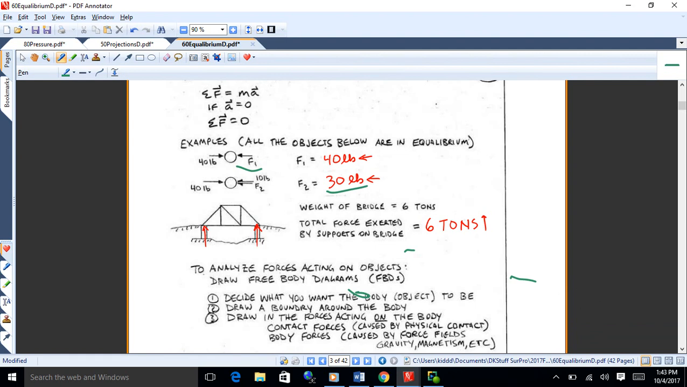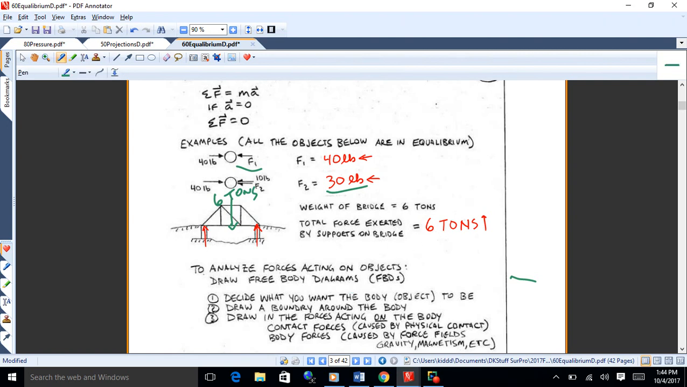And if the weight of this bridge is 6 tons, I know that the weight pushing on the footings, and from the footings to the bridge, would be 6 tons also. Now I might have to look and see what those two forces are. They might be 3 tons and 3 tons if the bridge is symmetrical. If it's not, they might be slightly different, but I know they're going to add up to 6. Okay.